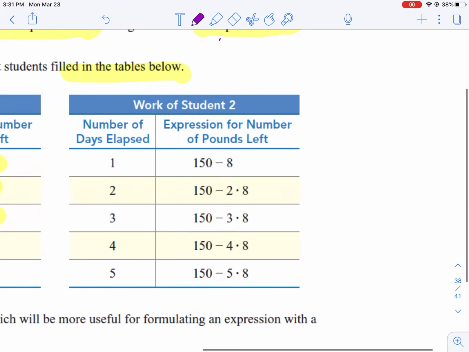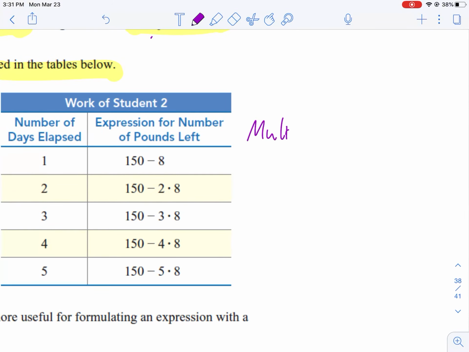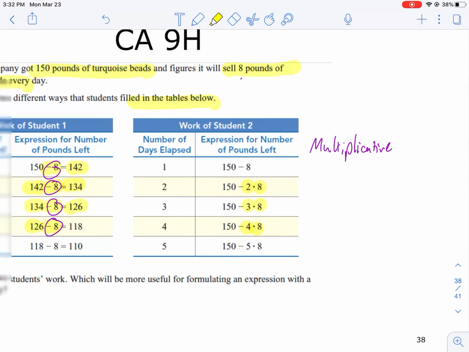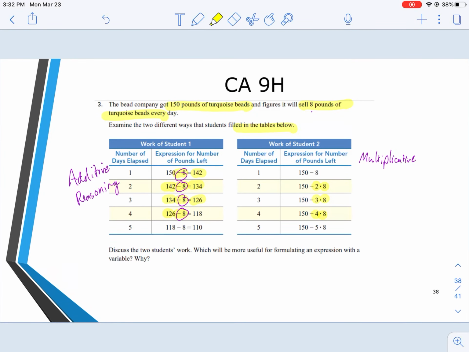Where you see this person over here is using our multiplicative reasoning. You can see that they're taking the 8 pounds of beads each day times the number of days. 8 pounds times the number of days, 8 times the number of days. So, which would be more useful for making an expression with a variable, and why? Go ahead and pause it and see if you can articulate answers to both of those questions.